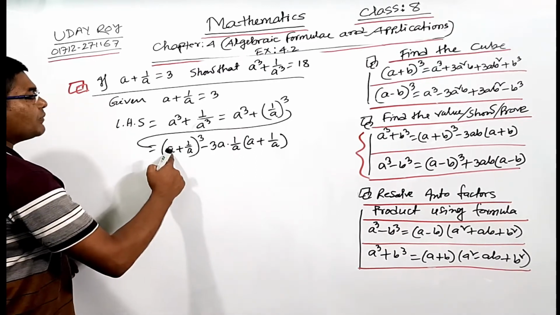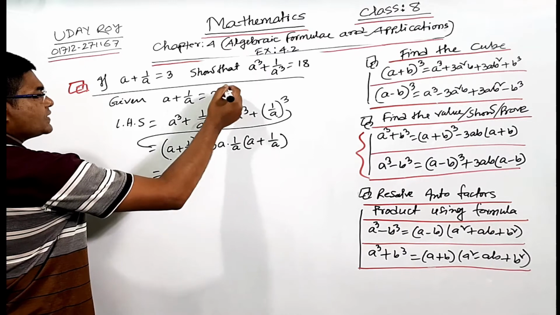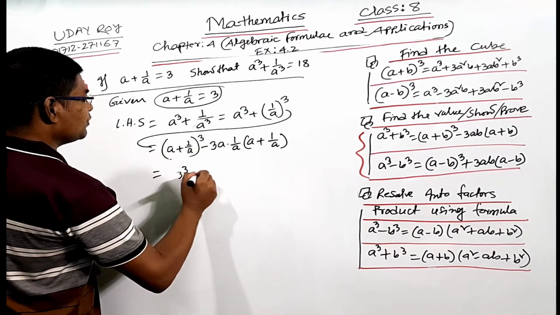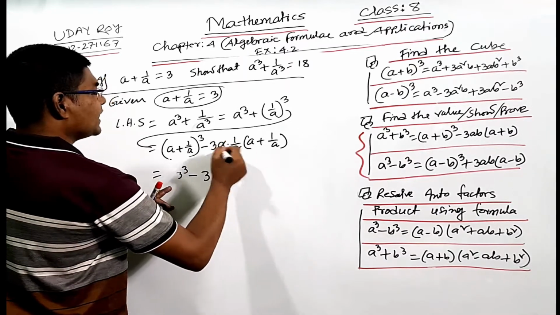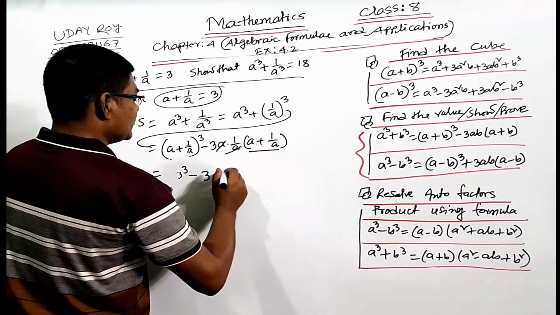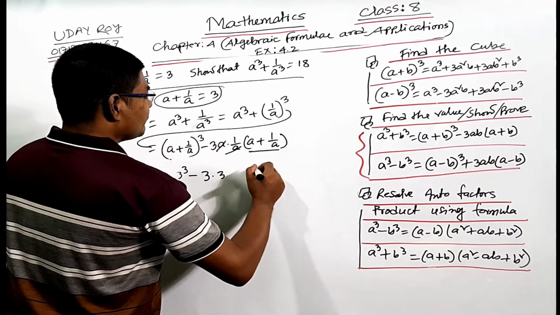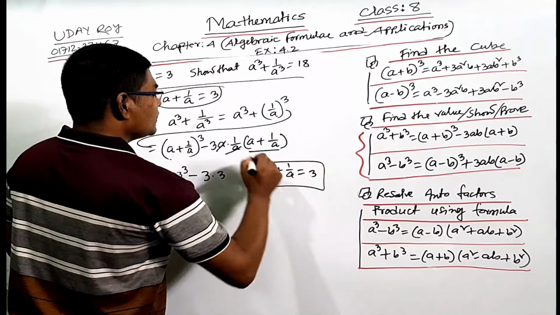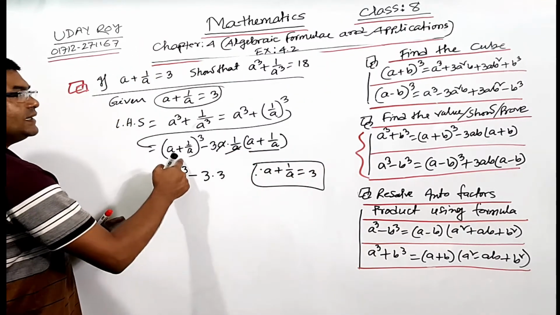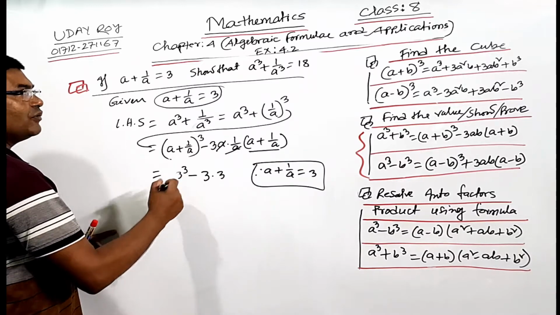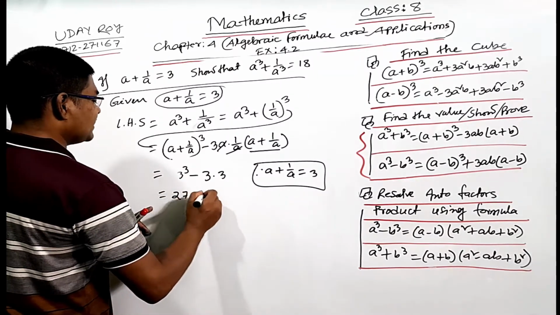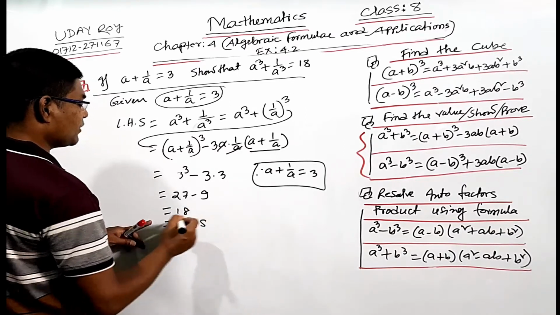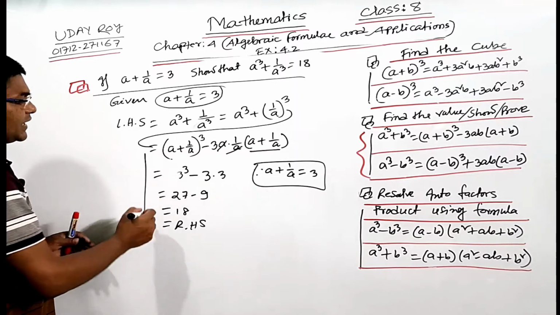Now what is the value of a plus 1 by a? It is equal to 3. So this is 3 cube minus 3 into a into 1 by a, where this value is 3. So 3 cube equals 27, minus 9, we get 18. We have got 18. Very easy maths.